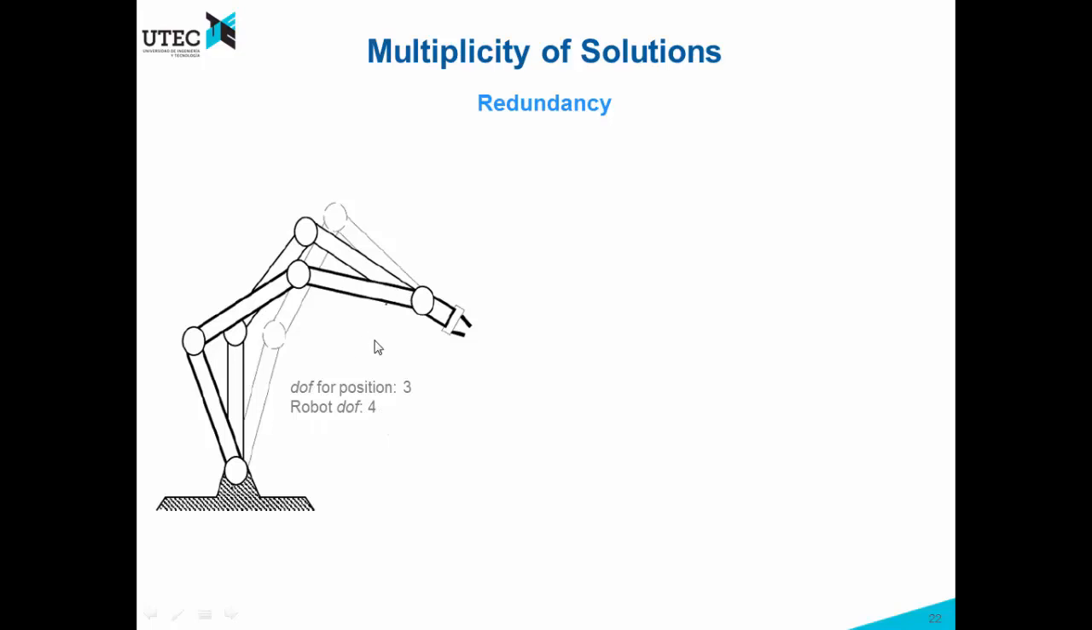So the robot is redundant with respect to this position because, as you can see in this picture, it can reach this point with this configuration, maybe with this other configuration, or even with this configuration. Actually, there exists an infinite number of configurations. This robot is redundant with respect to this position task.